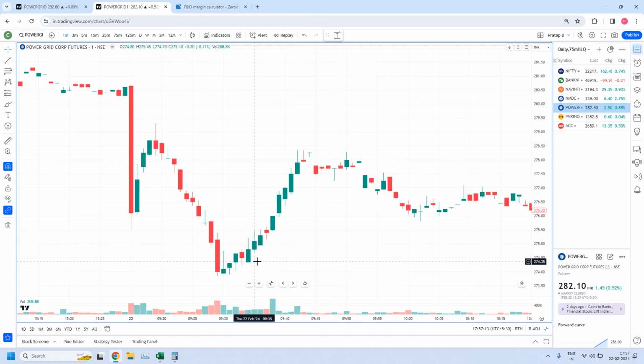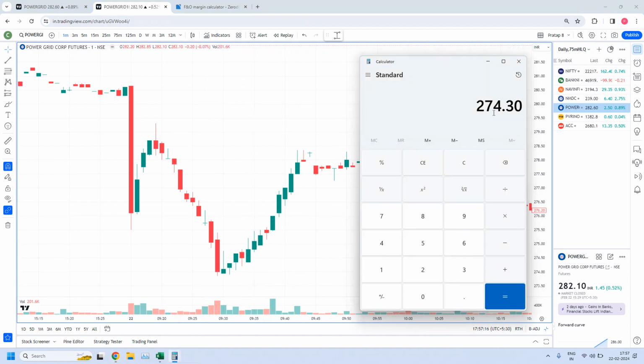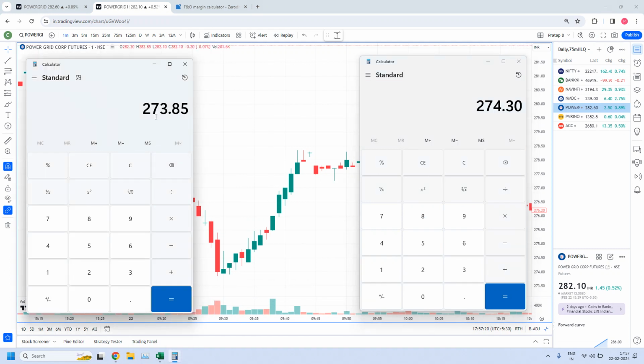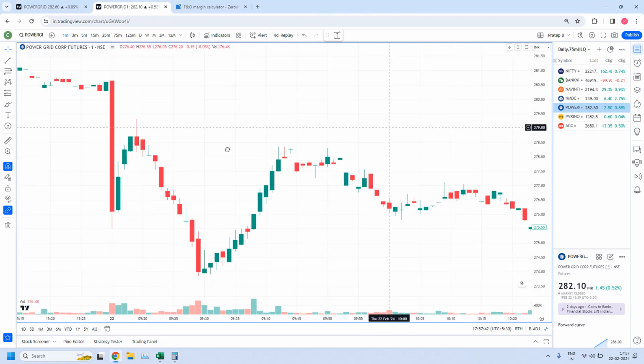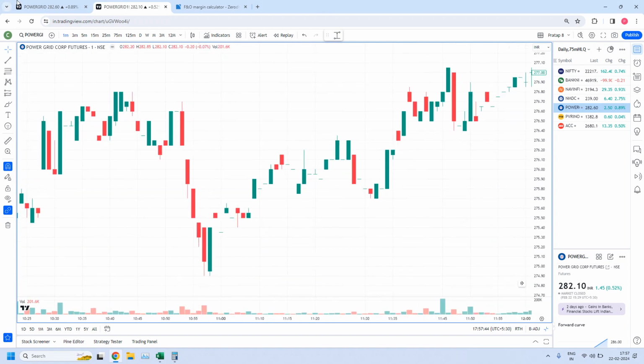Okay, fine. Now we took an entry in the futures at 274.30 paisa, but not 273.85 paisa. 273.80 paisa is near the demand zone, just before the demand zone. And the equivalent value for 273.85 at futures is 274.30. So at this price you place your order. Okay, now prices will be reaching your supply zone.